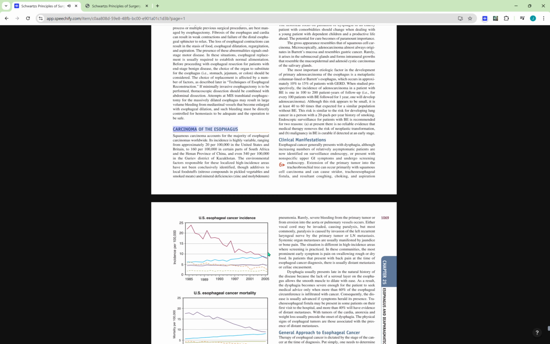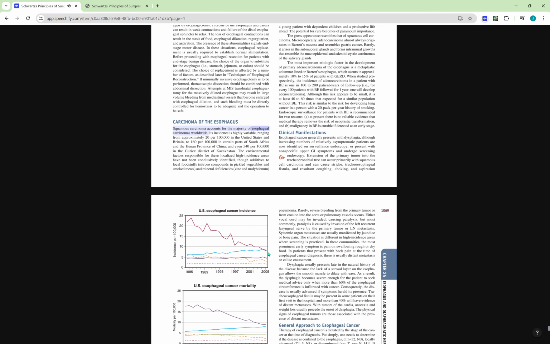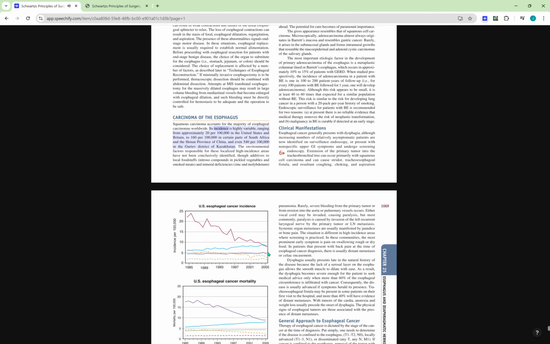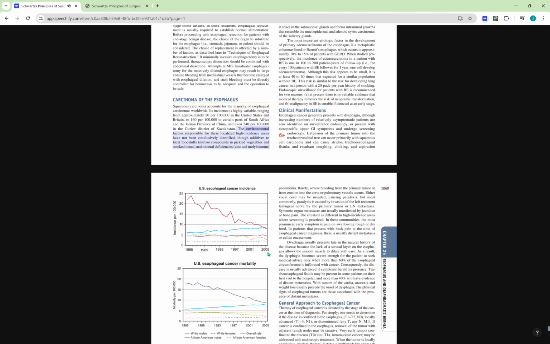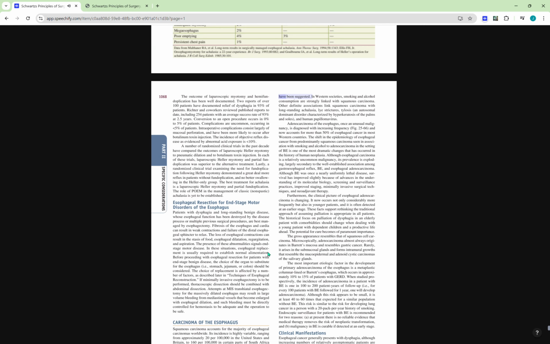Carcinoma of the esophagus. Squamous carcinoma accounts for the majority of esophageal carcinomas worldwide. Its incidence is highly variable, ranging from approximately 20 per 100,000 in the United States and Britain to 160 per 100,000 in certain parts of South Africa and the Henan province of China, and even 540 per 100,000 in the Guryev district of Kazakhstan. The environmental factors responsible for these localized high-incidence areas have not been conclusively identified, though additives to local foodstuffs and mineral deficiencies have been suggested.